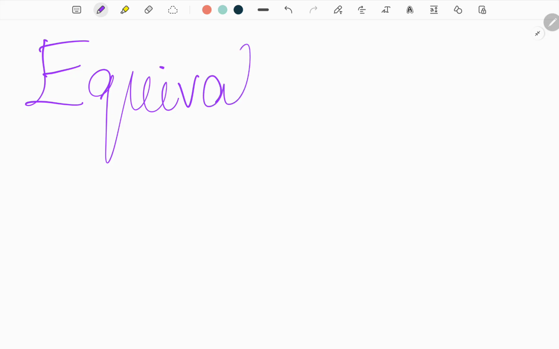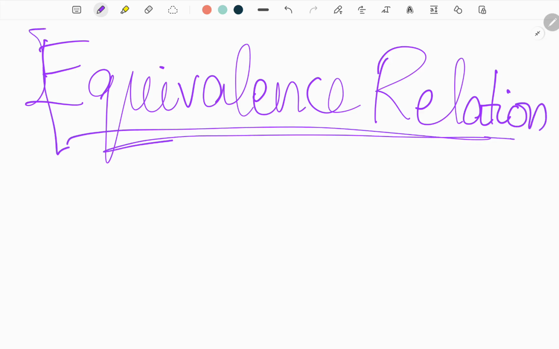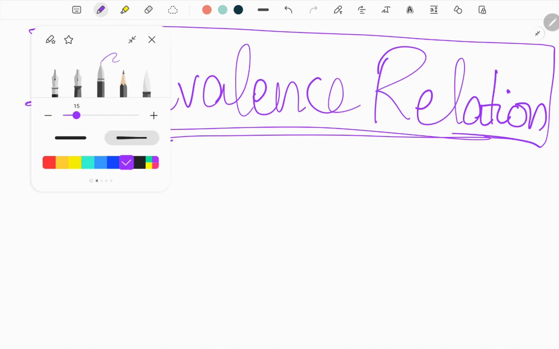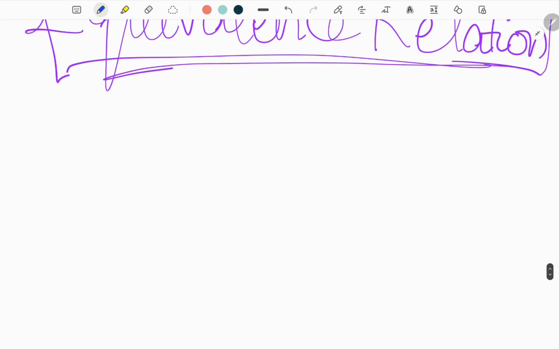Now, if there is a relation which is satisfying reflexivity, symmetricity as well as transitivity, then that relation is known as an equivalence relation. It is known as an equivalence relation. So I hope this is clear to you. Now I will give an example of an equivalence relation.